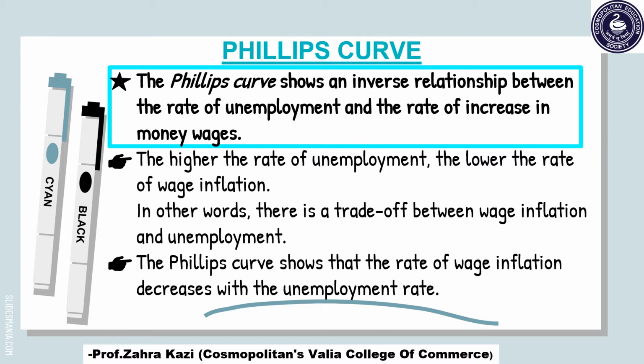That means if we want to reduce inflation, unemployment will increase, or if we want to reduce unemployment, then we need to bear high inflation in the economy. Further, the Phillips curve shows that the rate of wage inflation decreases with the unemployment rate. So this means that inflation will be reduced only if the unemployment rate increases. So that is why we say that the Phillips curve shows an inverse relationship between unemployment and money wages.